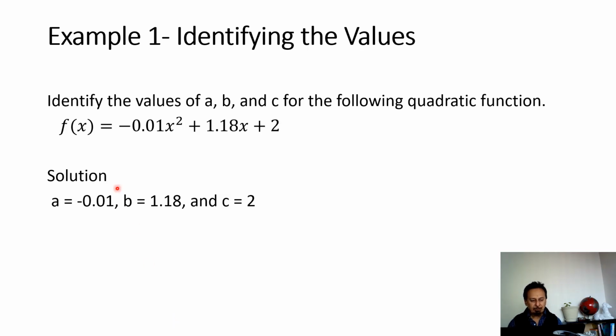Example 1, identifying the values. Identify the values of a, b, and c for the following quadratic function: f of x equals minus 0.01 x squared plus 1.18 x plus 2. So a is the number multiplied to x squared, b is the number multiplied to x, and c is the constant.